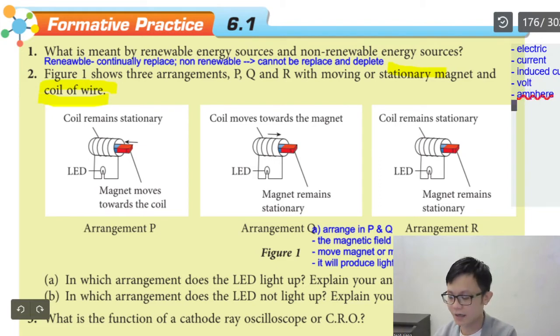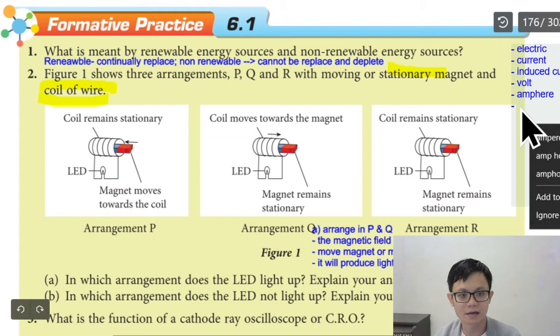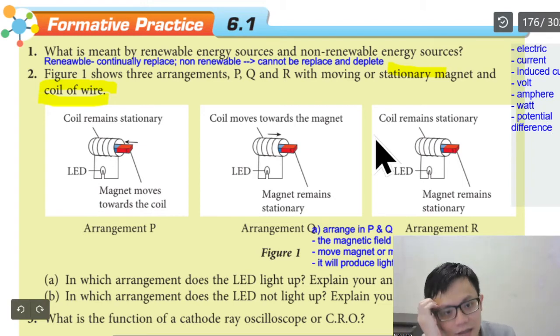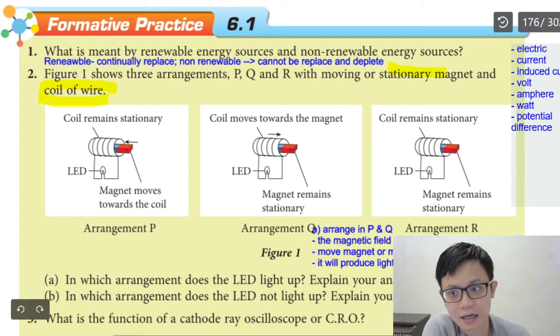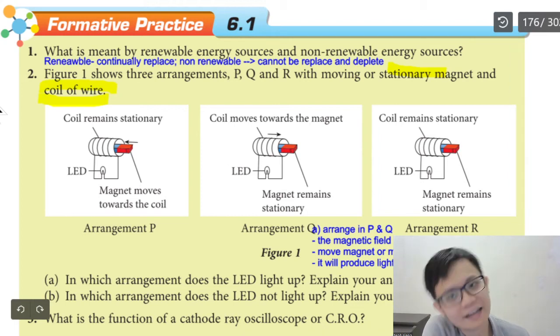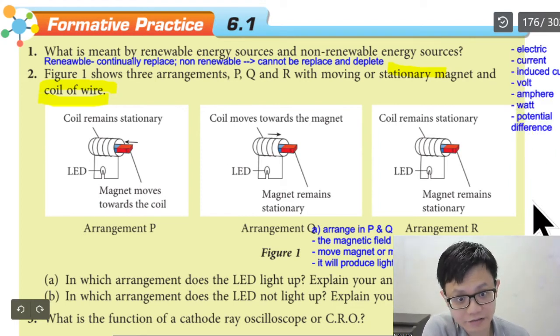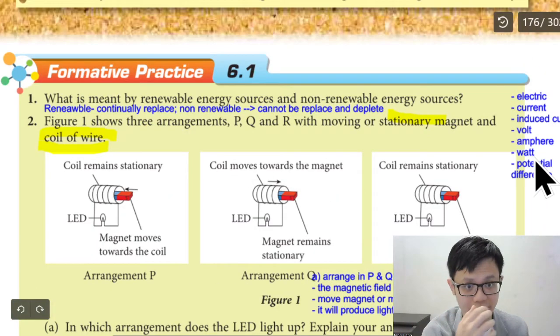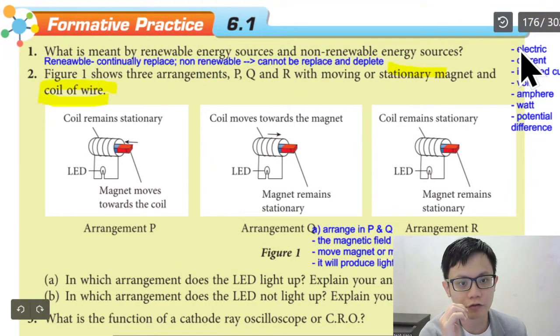We can say watt. We can say potential difference. There are a few more words I'm not sure of, but you need to know at least a little bit, then we can understand the question. You see the question, they don't want to say electric, they say induced current, so you just follow, but actually it's the same thing.